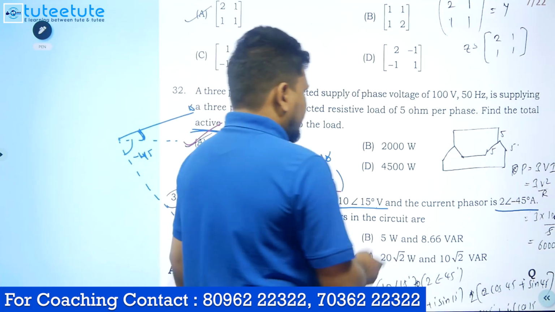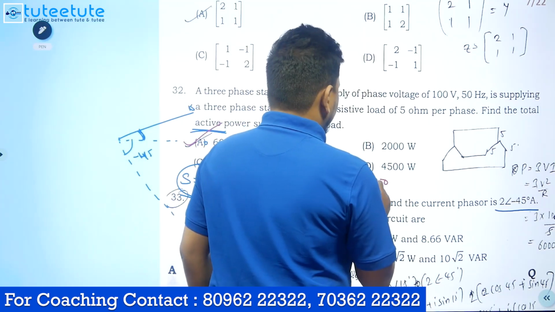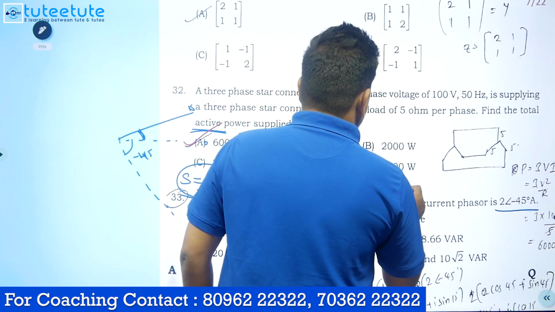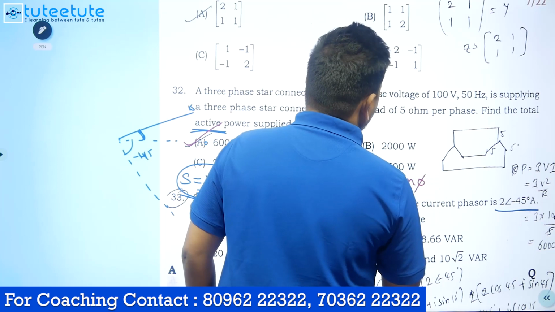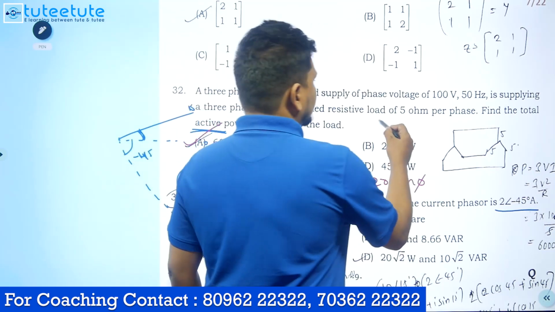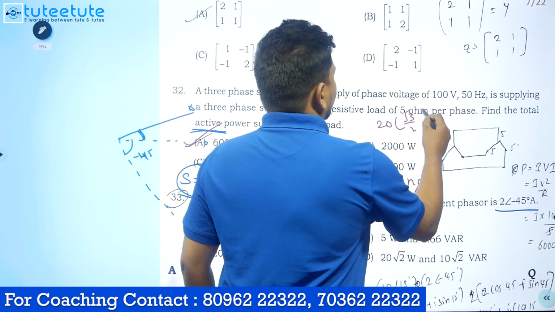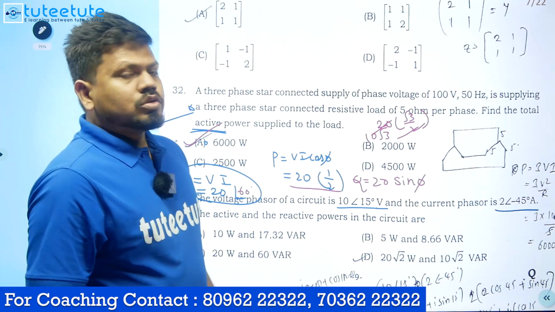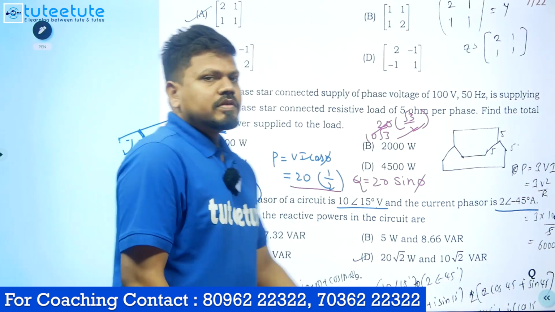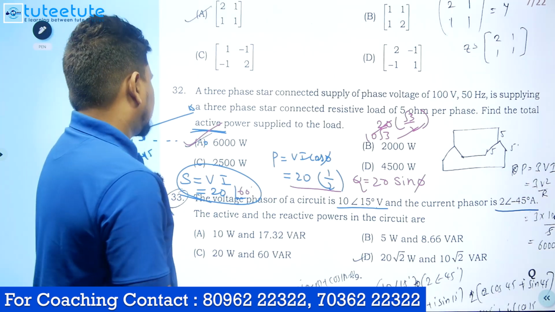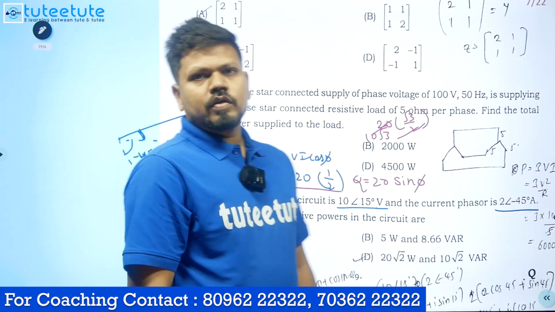And if you want reactive power also, what will you get? Q reactive power equal to 20 sin phi, 20 into sin 60. Sin 60 is nothing but root 3 divided by 2. So 20 into root 3 divided by 2, you will get 10 root 3. Root 3 value is 1.732, so if you multiply you will get 17.32. So like this, option A is the correct one for this.